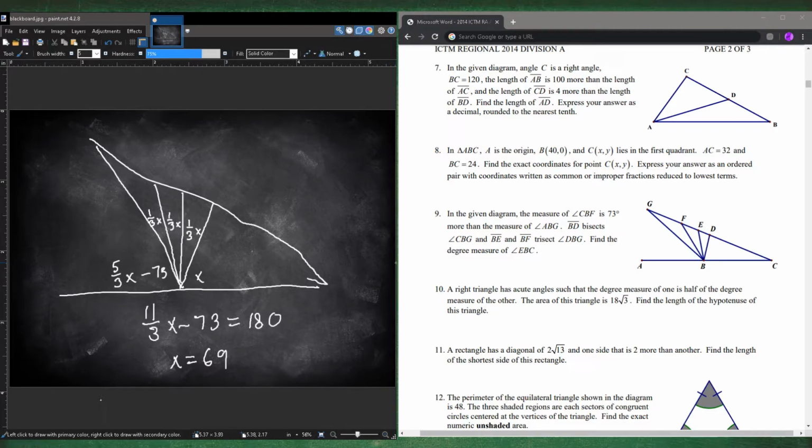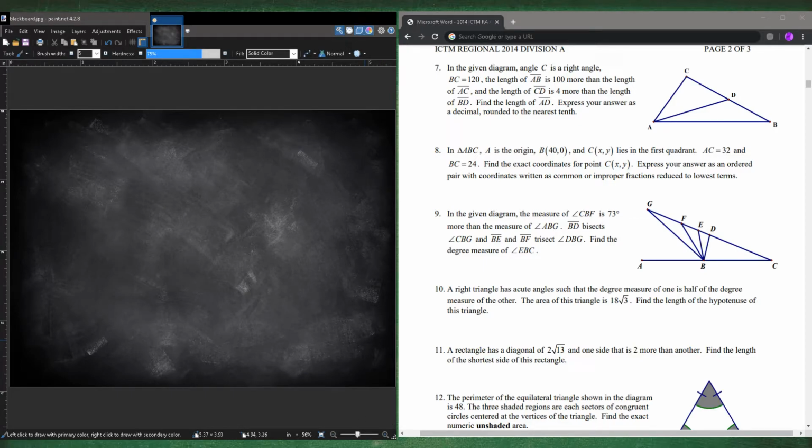So find the degree measure of EBC. So the degree measure is 1/3 plus 1, which is 4/3 x. So we just need to multiply the answer by 4/3. So 69 times 4 divided by 3 is equal to 92. So our answer for number 9 is 92.